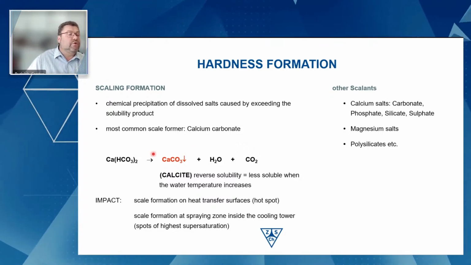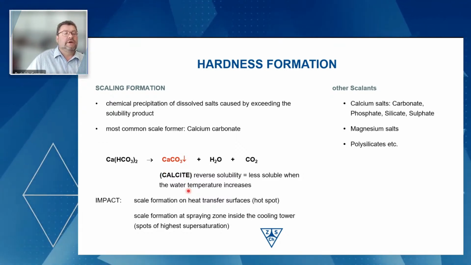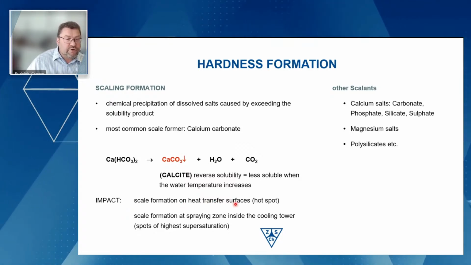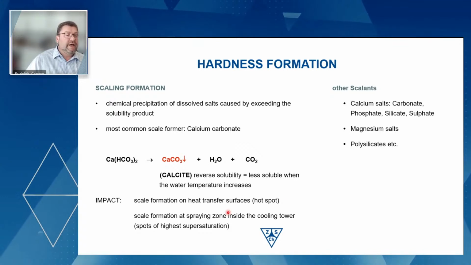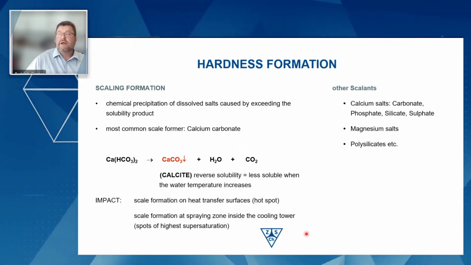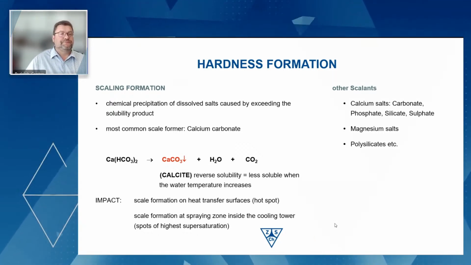What are the driving forces for this precipitation of calcium carbonate? So the impact, of course, is the scale formation on heat transfer surfaces, which is a hotspot, and on the spraying zone inside of the cooling tower, as I showed in the scheme of the cooling circuit itself.